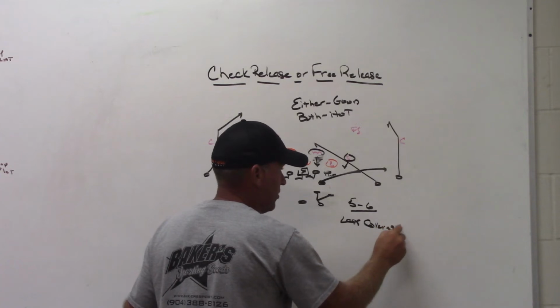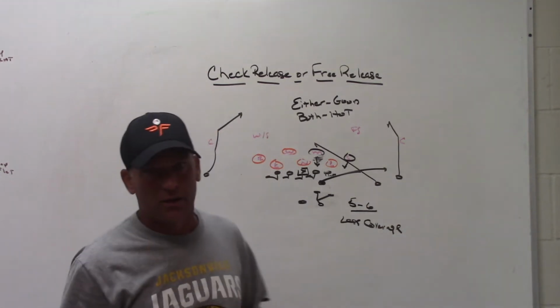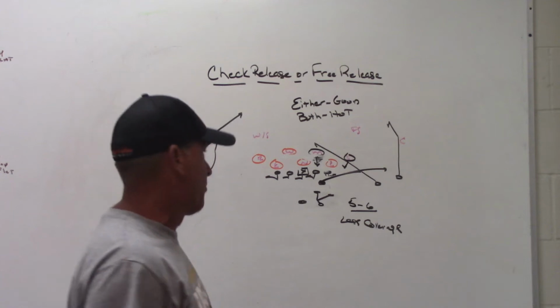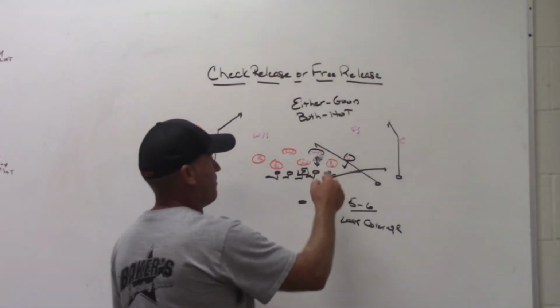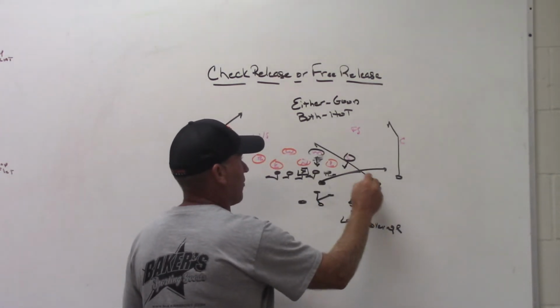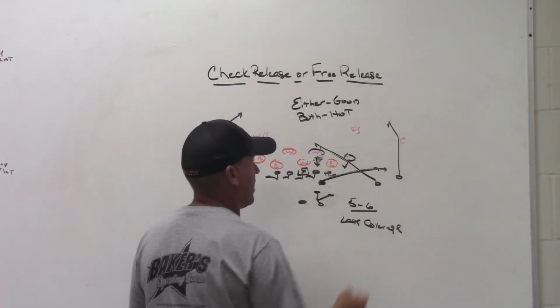Is it a man scheme? Is it his own pressure? Is it 3 over 3? Is it 3 over 2, 6-man pressure? What is it? So now if they both come and I've got to throw hot, I've got a route working inside, a route working outside.